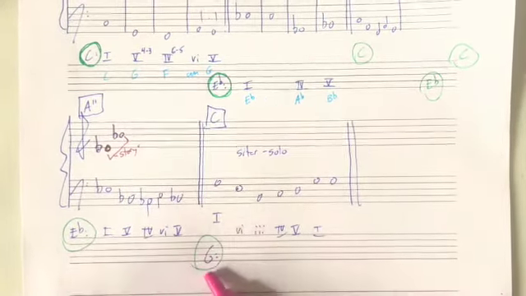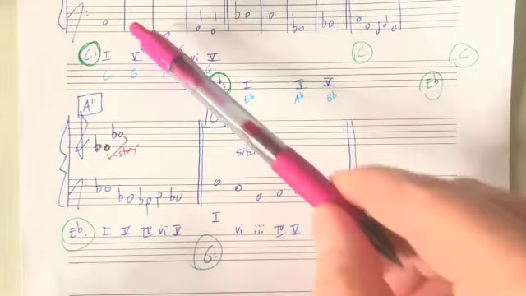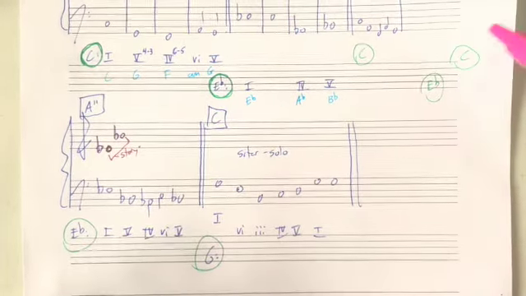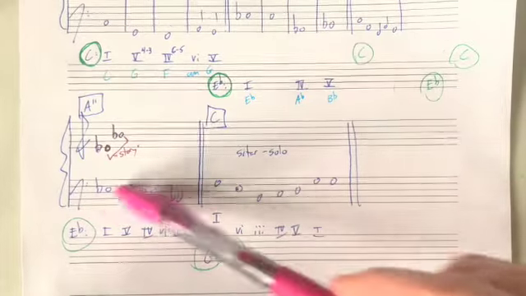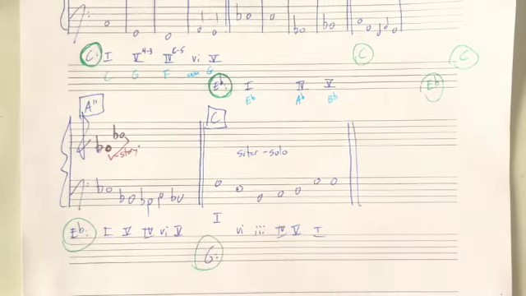We went to a brand new key. We've never been in the key of G. We've been bouncing around C and E flat, which is weird enough to begin with. Those are a weird key relationship. Now all of a sudden we went to the key of G.